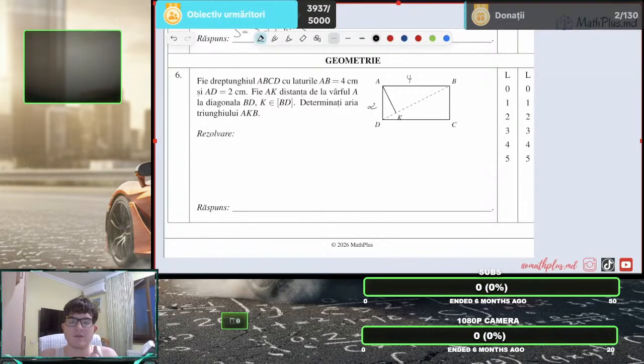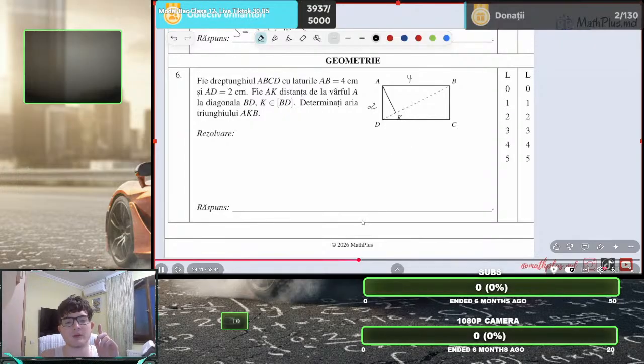So we got AB, that's 4. And I think we just need to do some Pythagorean stuff. We need somehow to find AK, and then we can find KB using Pythagorean too, right? So to find AK, I need to use Pythagorean in triangle AKD, and I don't really know how that's done. So let's watch it a bit.